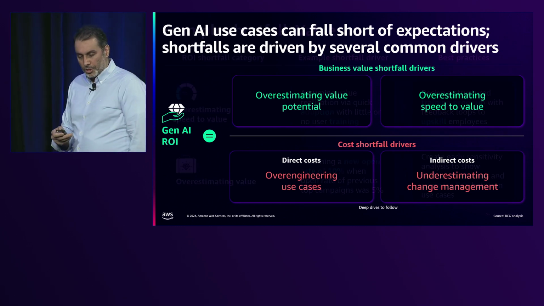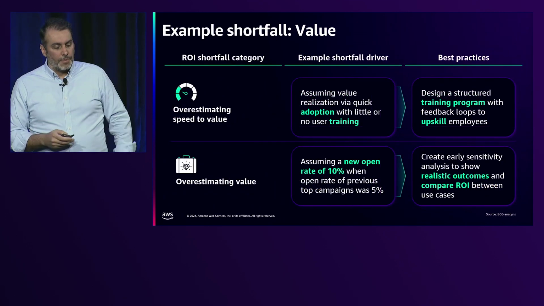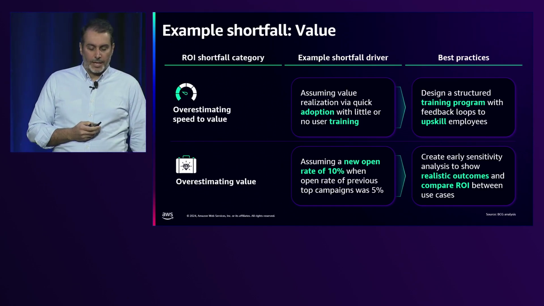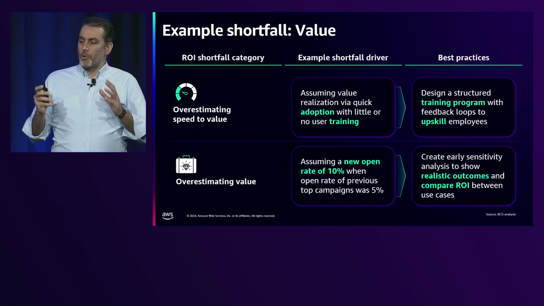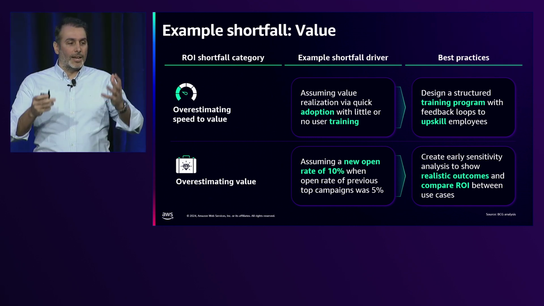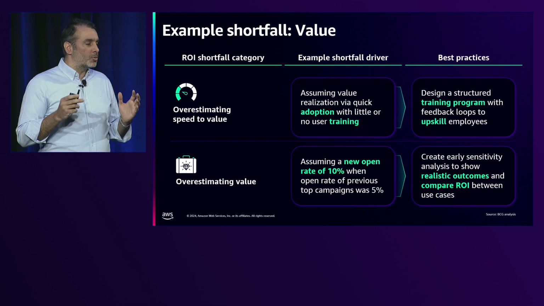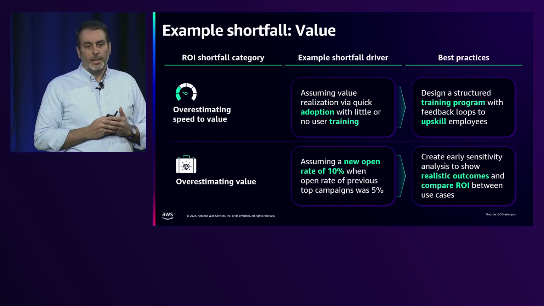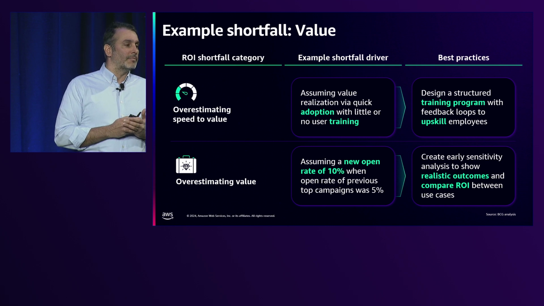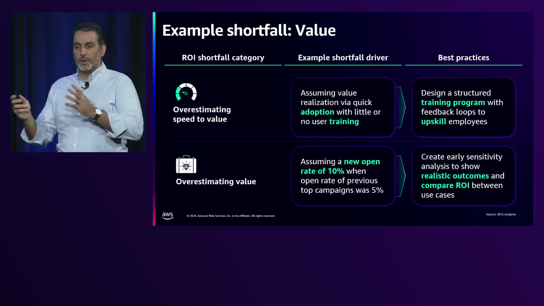So if I move on to just double click on each one of them, with regards to the value, overestimating the speed to value, two factors are important in order to realize how quickly you can realize the value and you can scale. The first one is organizational readiness, and that really ties to the adoption, to the change management effort that has happened. And the second one is the data readiness.